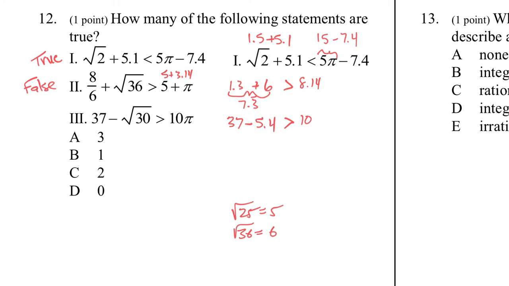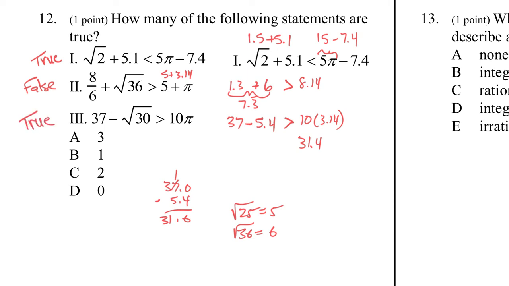Well, 10 times 3.14 is 31.4. That's easy. And 37, oh God, I can't even think right now. 37 minus 5.4 is 31 point something. Ooh, that's tight. That's really tight. I'm gonna say yes. Let's go with true on this one.